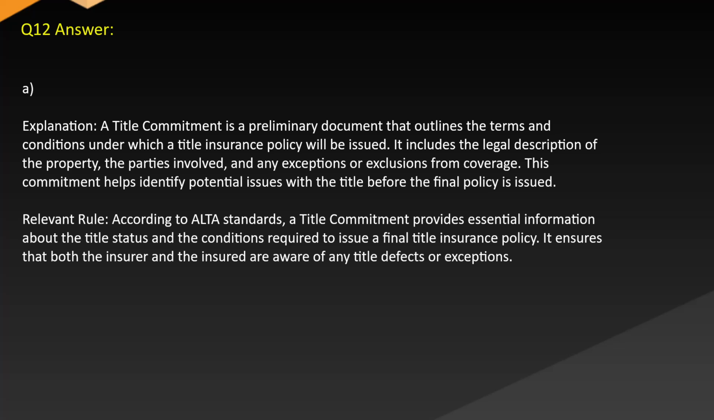Answer A. Explanation. A title commitment is a preliminary document that outlines the terms and conditions under which a title insurance policy will be issued. It includes the legal description of the property, the parties involved, and any exceptions or exclusions from coverage. This commitment helps identify potential issues with the title before the final policy is issued.